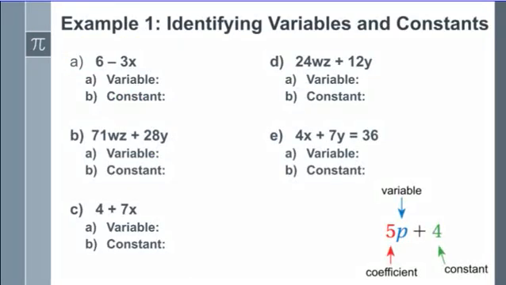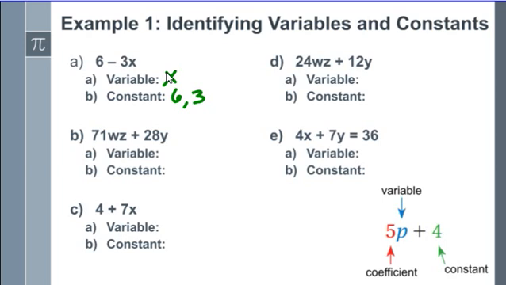So example 1, identifying variables and constants. Let's look at the first one. I have 6 minus 3x. Variables, all my letters. What are all my letters in this? I have an x, so my variable would be x. Constants, remember, are all numbers that don't change value. So that's a 6 and that's a 3. They're always going to be 6. They're always going to be 3. They're never going to change any value.